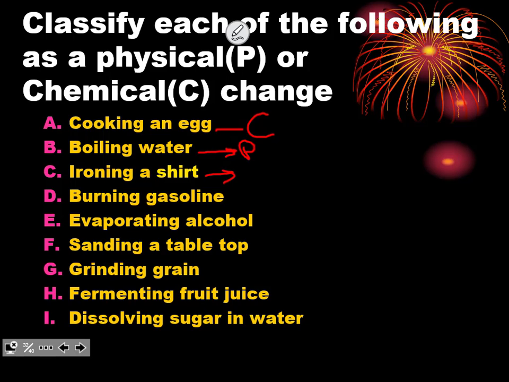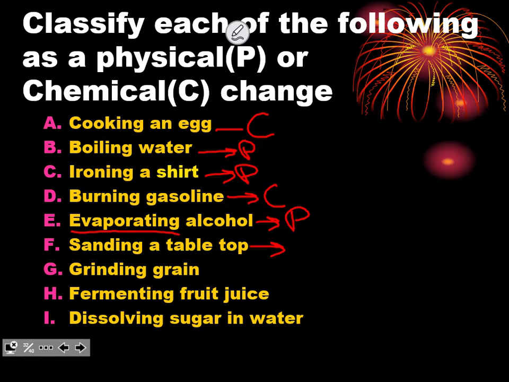Ironing a shirt. I sound very southern when I say that. Sorry. So if I iron a shirt, it just gets the wrinkles out. You don't change the shirt. So it is a physical change. Burning gas. From gasoline to carbon dioxide, vapors, all these other things. That is a chemical change. Evaporating alcohol, or fingernail polish remover, things like this. It's evaporating. It's not changing. It's just turning into a gas. So that would be a physical change.